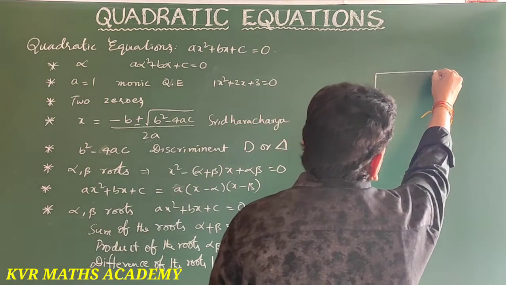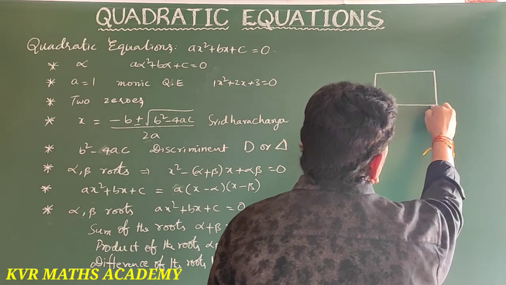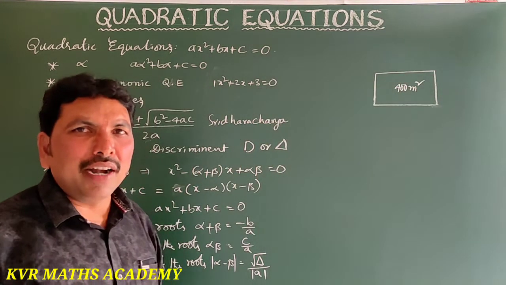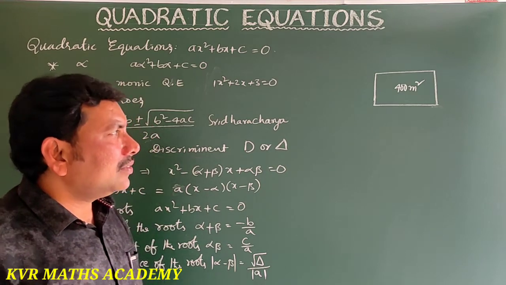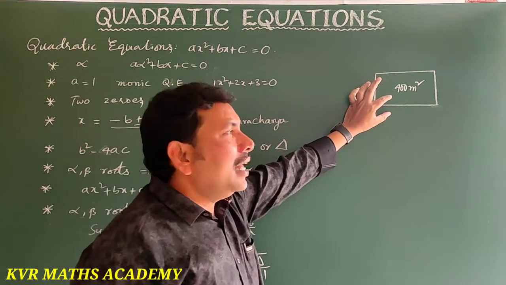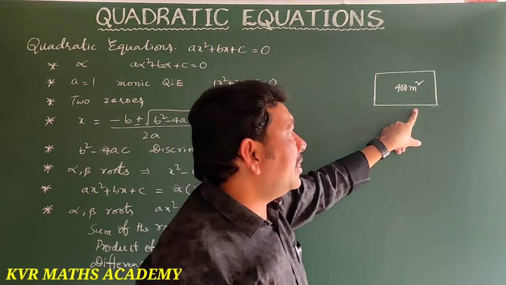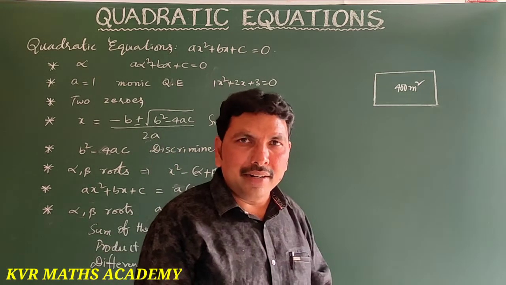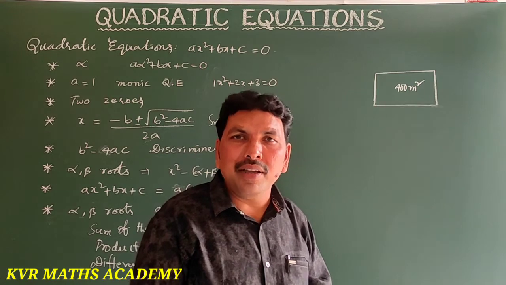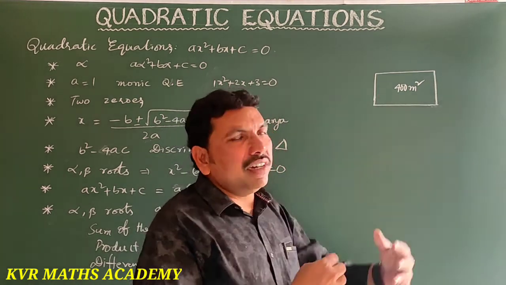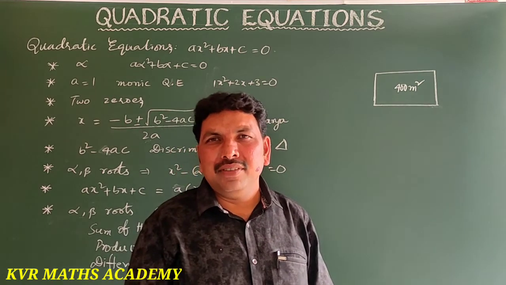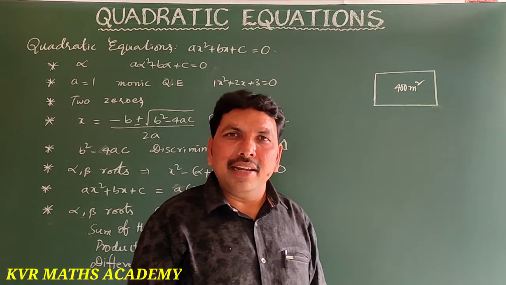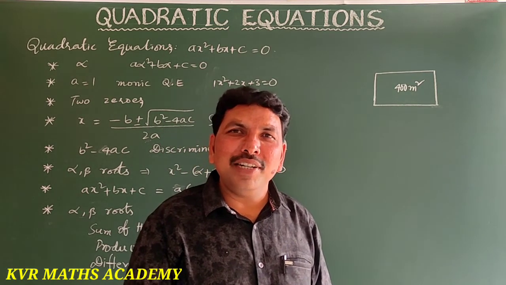Suppose a rectangle is there. Its area is 400 meter square, as given. Next, it is clearly given that the length of the rectangle will be 2 meters more than twice its breadth. Then can you measure the length and breadth of the rectangle? It has been given like that. So how can you take it now?